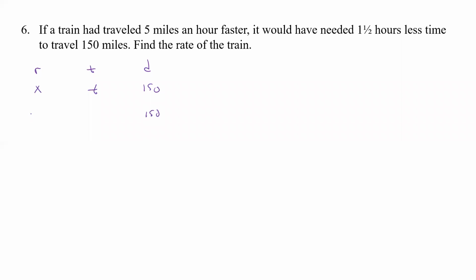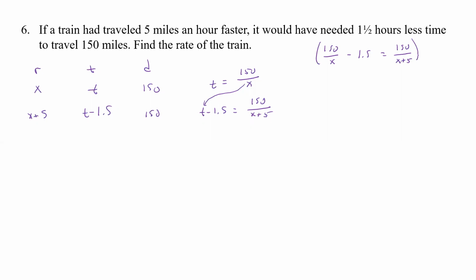Well, go 5 miles per hour faster, so x plus 5, and it's going to take 1.5 hours less, so it's going to be t minus 1.5. Now again, we're going to solve for that t. T is equal to 150 over x. Here, t minus 1.5 equals 150 over x plus 5. Now again, we've solved for t, so we can plug that in there, and we'll have 150 over x minus 1.5, and that's equal to 150 over x plus 5.